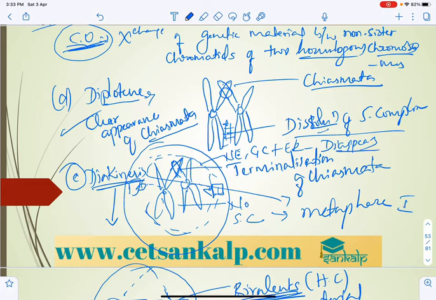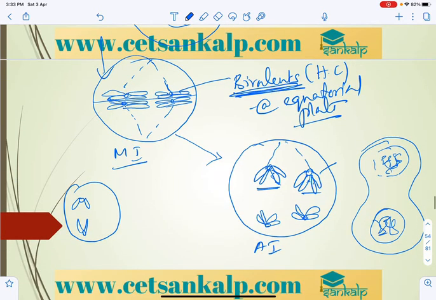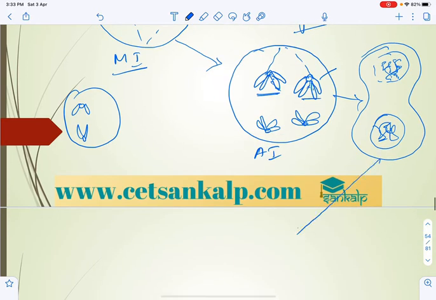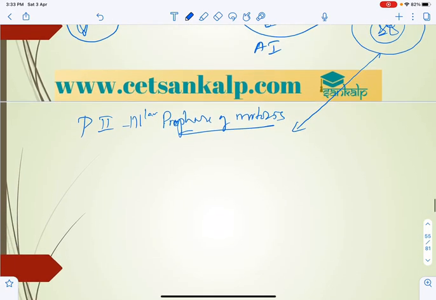This is prophase. After the diakinesis, it enters metaphase 1, then anaphase 1, and telophase 1. So here we have the non-sister chromosomes. Now the cell will enter prophase 2, which is exactly similar to the prophase of mitosis. There you can recollect, I have already explained. So next, let us take some questions here.